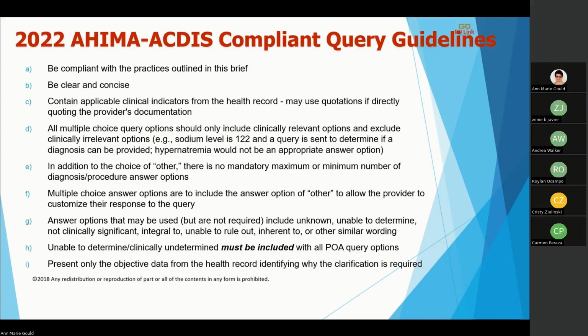And you only present the objective data from the health record, identifying why the clarification is required. Why are we sending it? The clinical indicators are your objective data or your clinical evidence within the record to support a specific diagnosis, right? For example, if you need a type of heart failure, you want to make sure you have the echo, with the EF, so the doctor can make a decision on what type of heart failure it is. If you don't have an echo, you're going to be hard pressed to get that type of heart failure diagnosis.